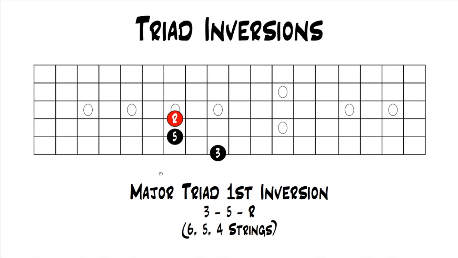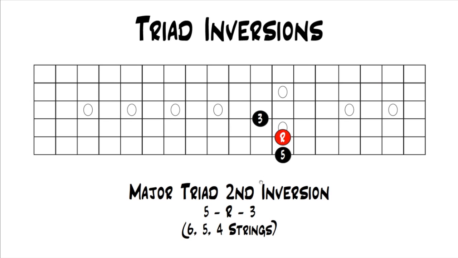So now to move up to second inversion, we just do the same process. The 3 moves to 5, the 5 moves to root, the root moves to 3. That happens every time because you're just moving to the next closest interval, and you end up with this shape. This is your second inversion on the 6th, 5th, and 4th string. So now it's voiced 5, root, 3. And then you just continue the same process through all the string sets.